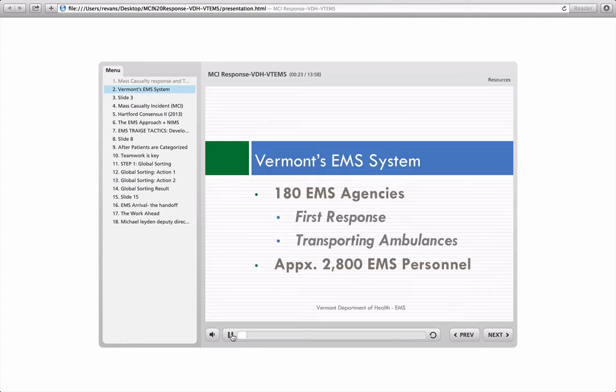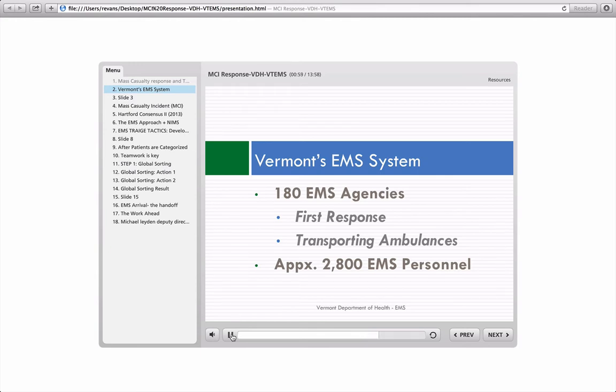Before talking about mass casualty incidents in particular, let's talk a bit about Vermont's EMS system. The system is comprised of approximately 180 different licensed EMS agencies, and they're roughly split in half between two types of service delivery. First response agencies are those that do not use ambulances and therefore do not transport patients to the hospital. They are your classic first responders who may respond from home, a workplace, or in some cases a station, such as a fire department, to render immediate life-saving care and stabilization. They then await the arrival of a transporting ambulance service.